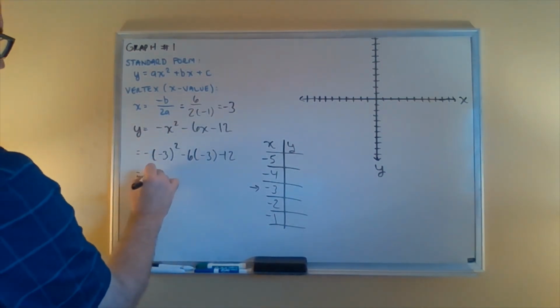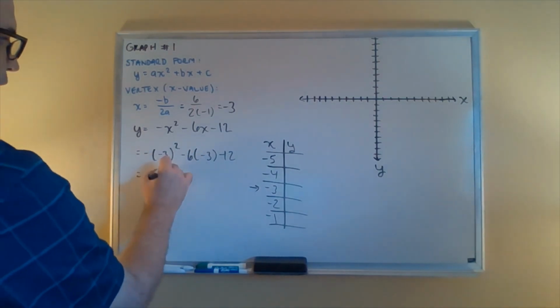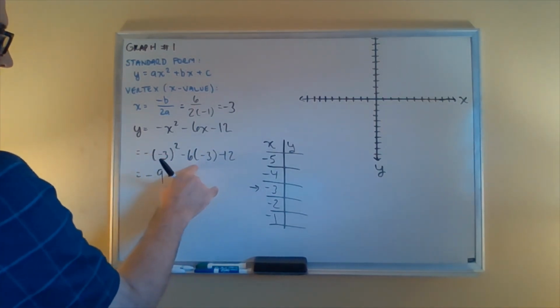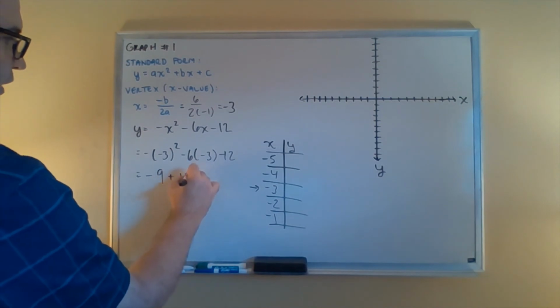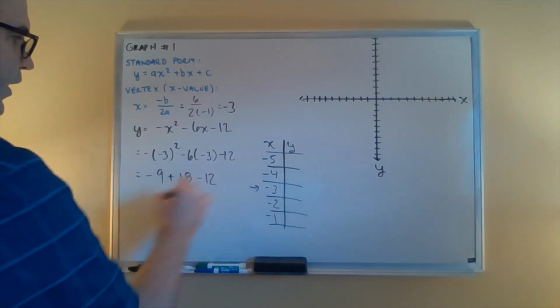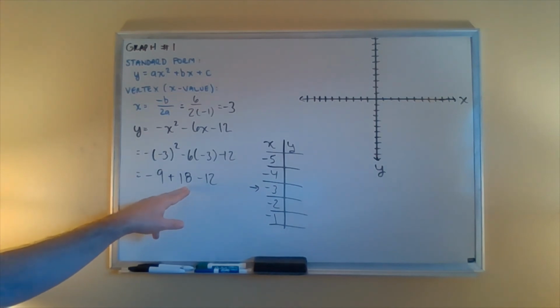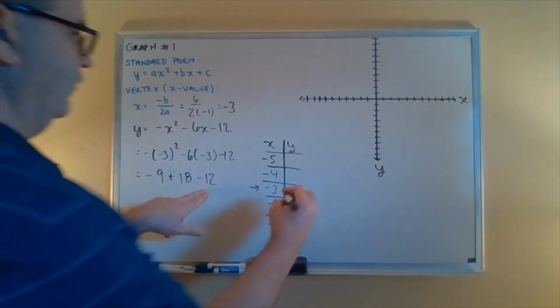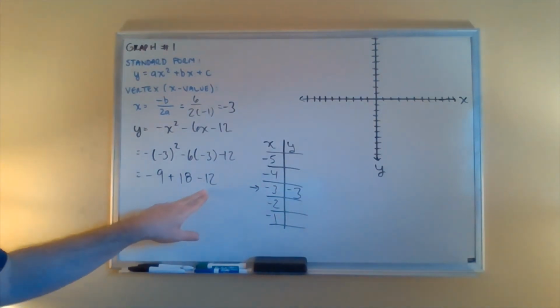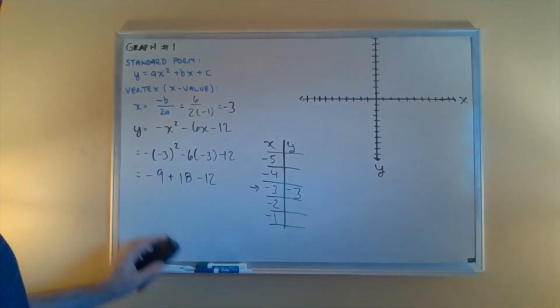So we are going to end up with the opposite of negative 3 squared, which is 9. Negative 9. And then negative 6 times negative 3, that's plus 18. Minus 12. So we're going to get negative 9 plus 18. It's a positive 9. 9 minus 12, that's negative 3. So when x is negative 3, y is also negative 3.